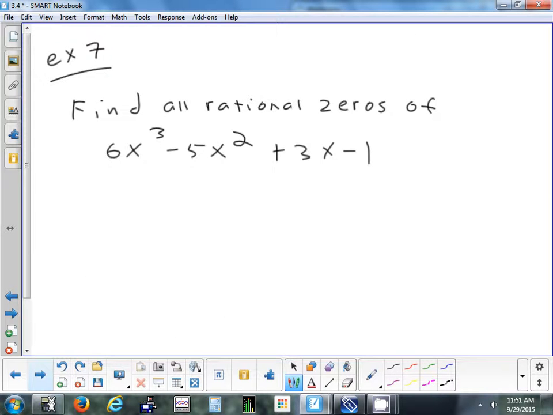Okay, let's try this one. Find all the rational zeros of 6x cubed minus 5x squared plus 3x minus 1. My goal, what I hope is going to happen here, is that we find at least one rational root and divide through by it. Then we make this cubic into a quadratic, which we can factor and find the rest. Or maybe we have to use the quadratic formula. But usually when you use the quadratic formula, your answers are irrational. So hopefully it factors. If it doesn't factor, we probably don't have to worry about it.